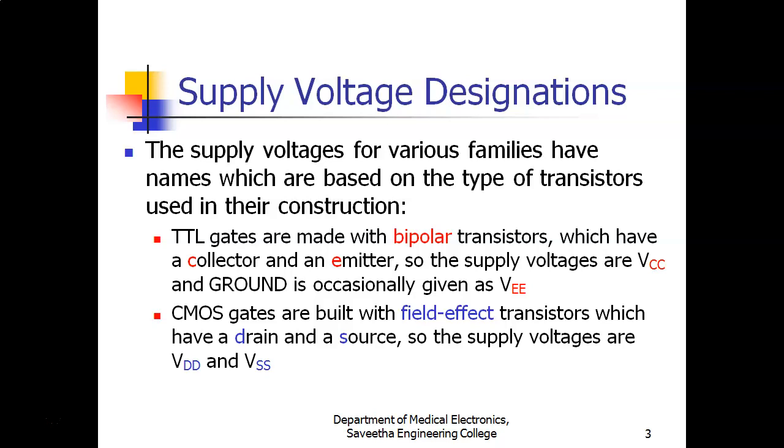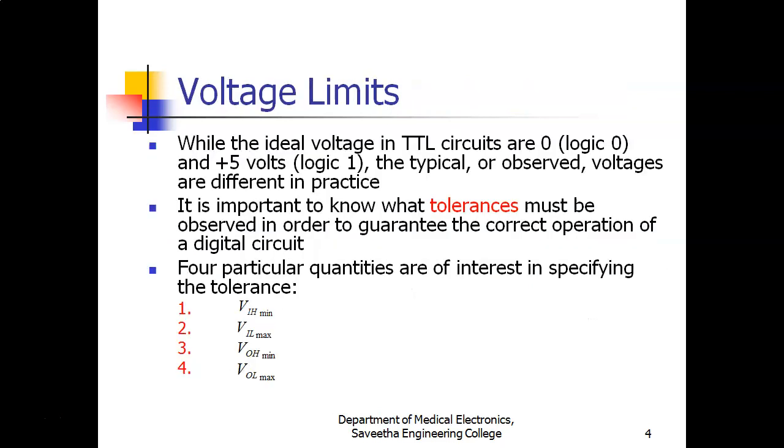The supply voltages for various families have names which are based on the type of transistors used in their construction. TTL gates are made with bipolar transistors, which have a collector and emitter, so the supply voltages are VCC, and ground is occasionally given as VEE. CMOS gates are built with field effect transistors, which have a drain and a source, so the supply voltages are VDD and VSS.